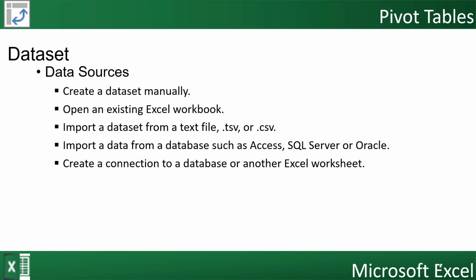The data for a pivot table may come from a variety of sources. One method is to enter the data manually from a keyboard. Obviously, manually entering data is the least efficient way to enter a data set. Another method is to open an existing workbook containing the data. Most of the time, the data will be imported from a text file in either a tab-separated value format, a comma-separated value format, or another text file format. Often users will import data from database applications such as Access, SQL Server, or Oracle. Finally, a data connection between two workbooks may be created.